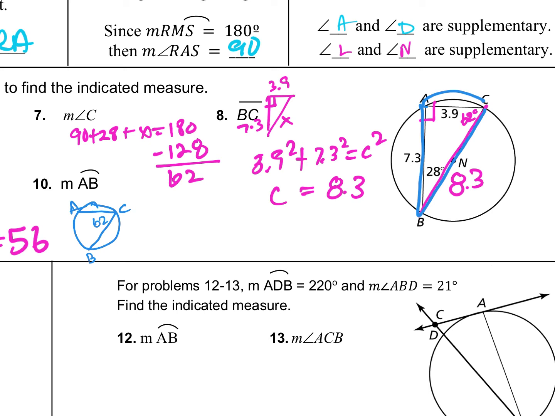So where is my vertex? Yes, it is on the circle. So you're going to do the angle equals the arc divided by 2. So I have 62 equals arc divided by 2. Multiply both sides by 2. Our arc is going to be 124.